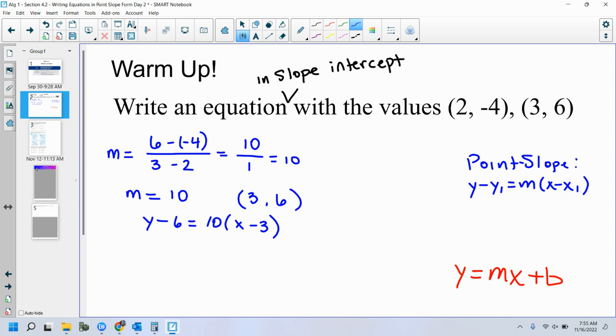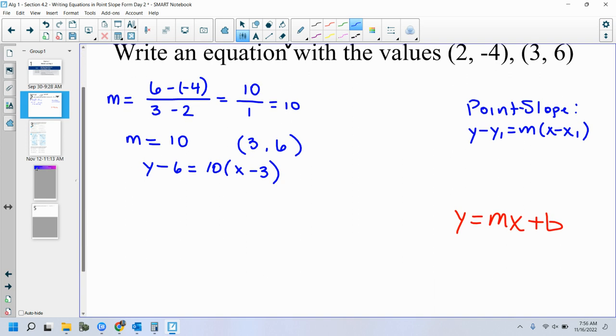So now, again, can I leave my equation like that in the end? No, I can't. And that was an issue on a lot of your homework. As I was walking around, I was circling, gotta solve for y, gotta solve for y, gotta solve for y. How do you know you need to solve for y? Because we have to say in slope intercept form. So we distribute the 10. Y minus 6 is equal to 10x minus 30.